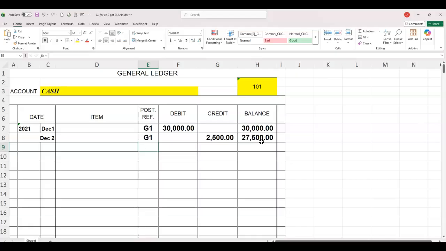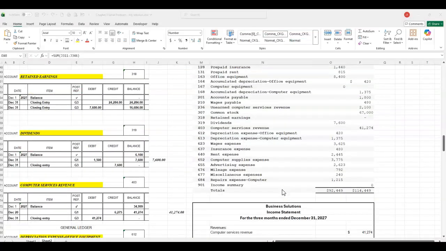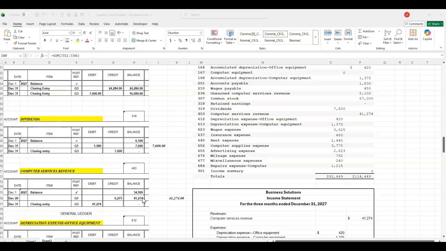And then I'll take my trial balance, I'll start at the bottom, use revenues and expenses to get my income statement. In fact, I think I have one here. Here is one. You can see the balance in dividends before it was closed was $7,600, and we know that's a debit balance. Here's dividends with a $7,600 debit balance. Computer services revenue has a credit balance of $41,274. That's a credit balance, we know. $41,274. So that gives us our trial balance.